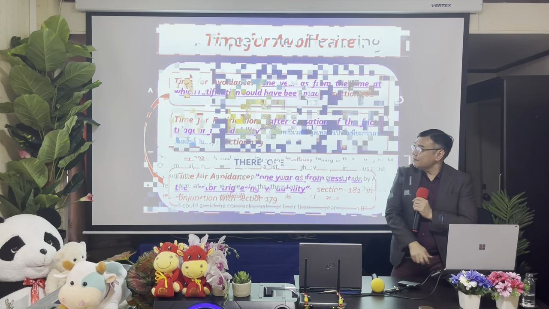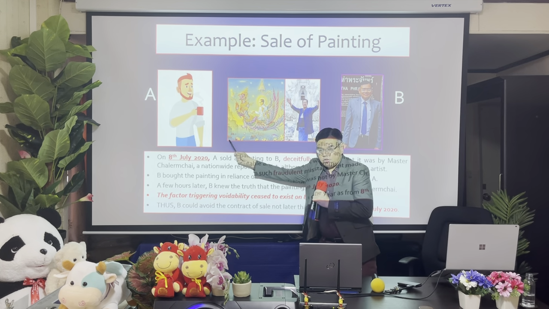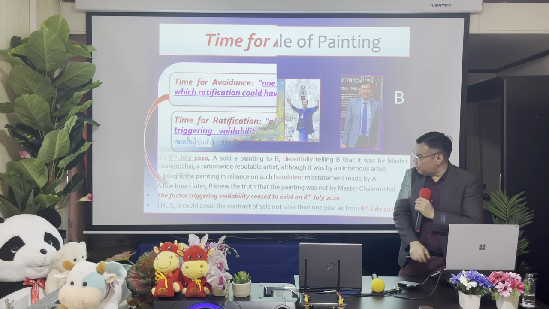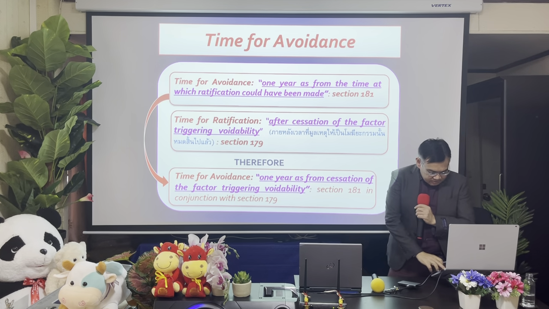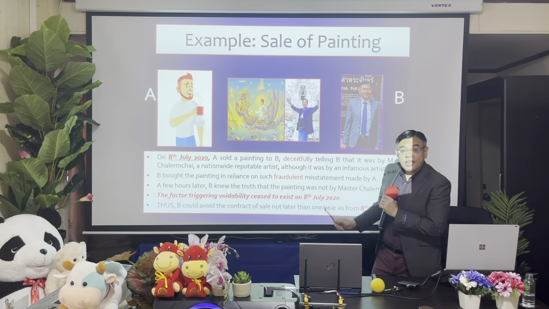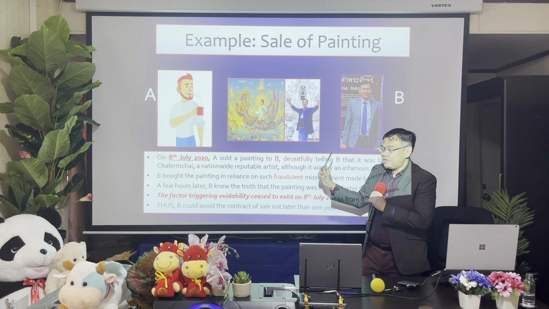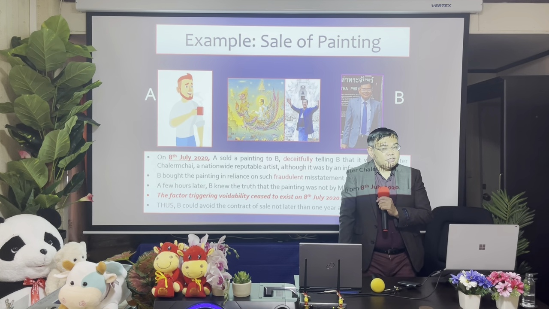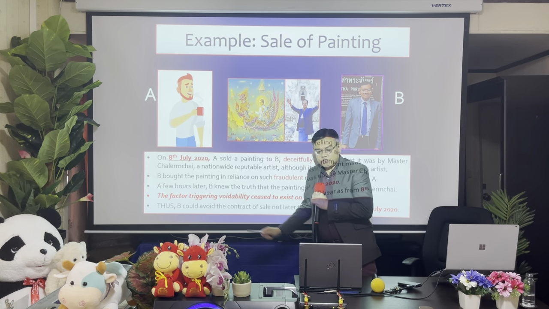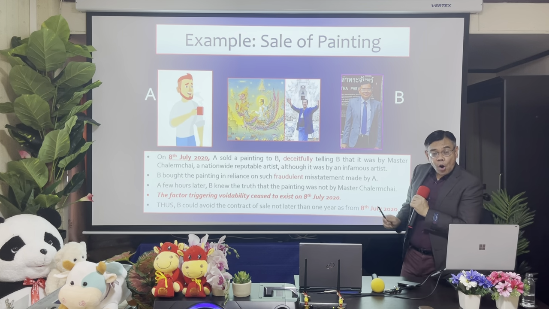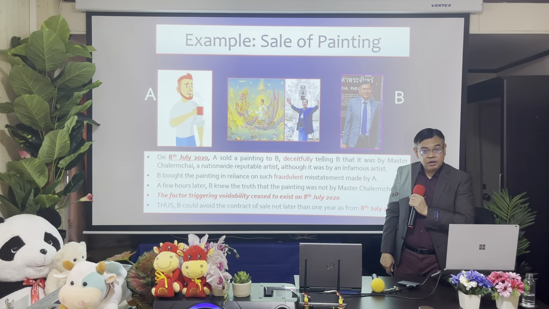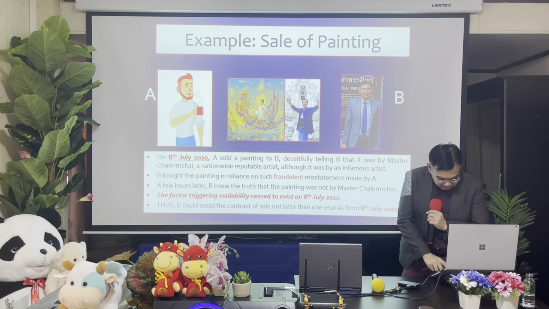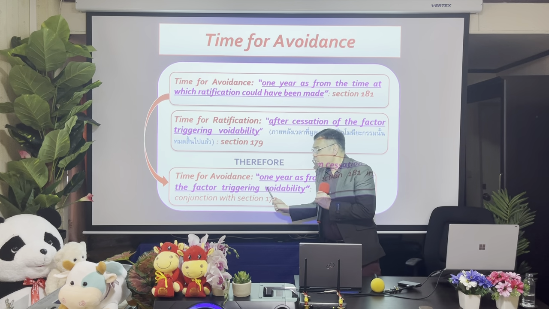We can see that if B wants to avoid this contract between A and B, B will have to do so 1 year as from the cessation of the factor which triggers voidability. Given that the factor which triggers voidability in this case is the lie told by A, this factor just ceased to exist on the 8th of July 2020, so if B wants to avoid this contract, B will have to do so 1 year as from what? As from the 8th of July 2020, which is the date of the cessation of the what? Cessation of the factor triggering voidability.